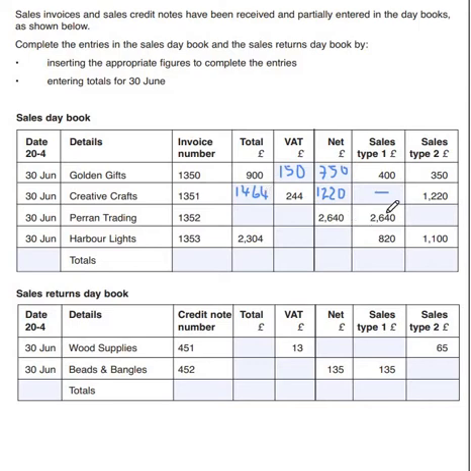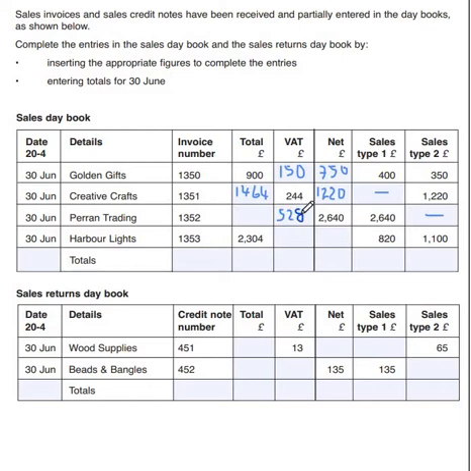So again, we look down at the next row, parent trading, and we can see the total net figure is the same as the sales type 1. So there cannot be anything in the sales type 2. So all we have to do is work out what the VAT is on the 2,640, which works out at £528. So that goes into the VAT column.